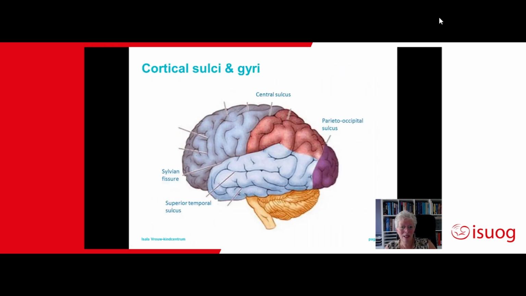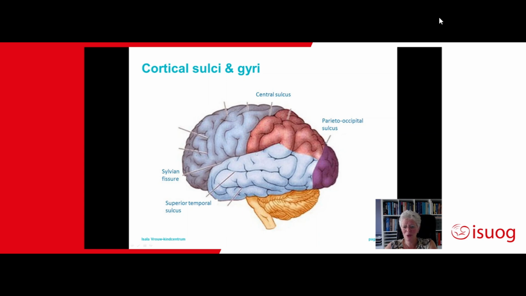So these are the planes that can help us assessing the fetal brain. But we also want to take a look at the cortical development. And for this we need to look at the cortical sulci and gyri, of which there are many, with a lot of different and complicated names. There are a few which we can assess at ultrasound. For instance, the sylvian fissure.